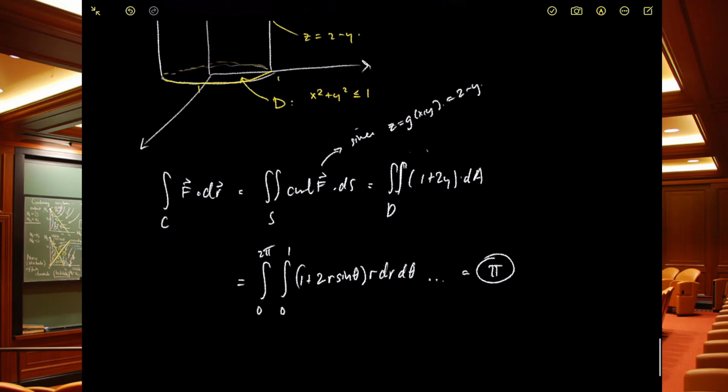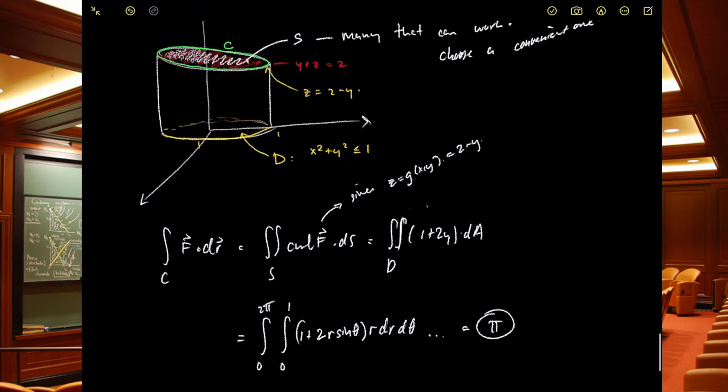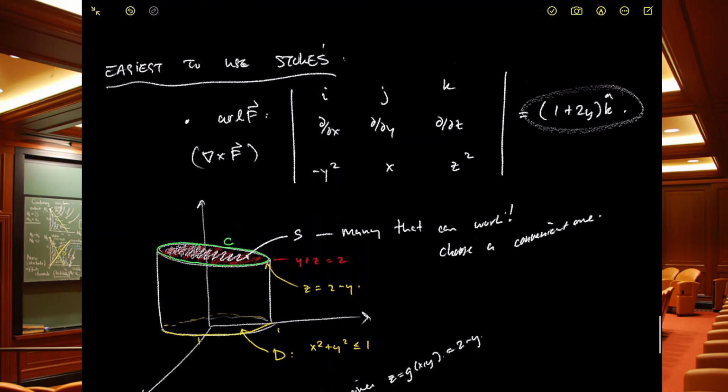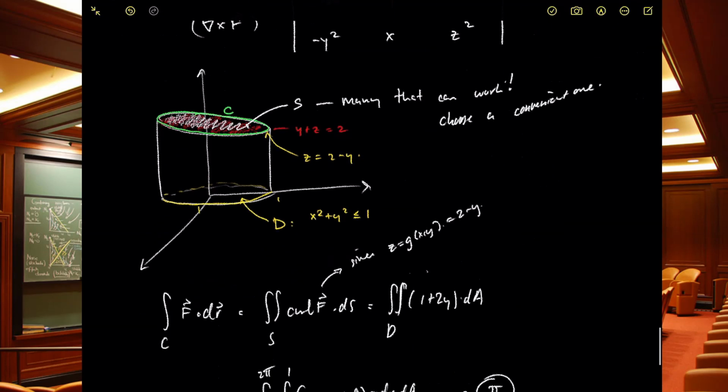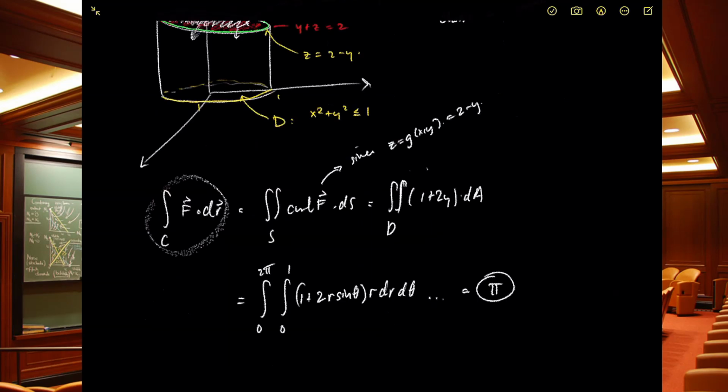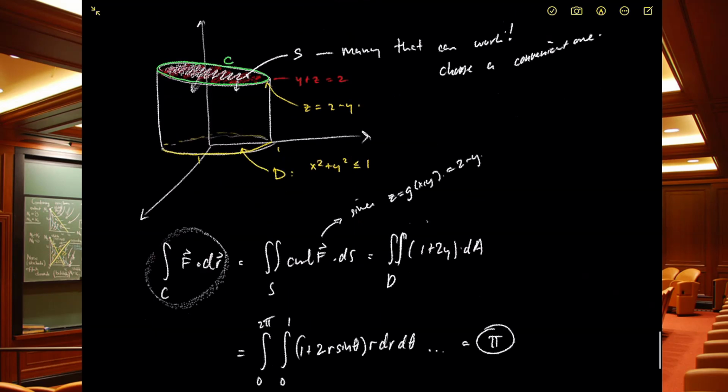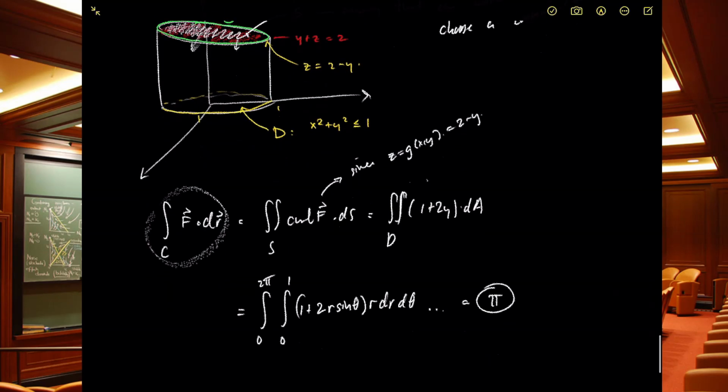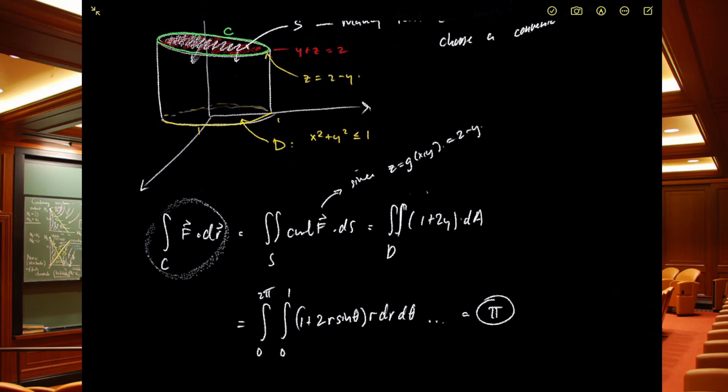Okay, so again, what is this telling us? Well, it's telling us the value of the line integral of the vector field. So, what is the work done by this vector field on a particle moving along this curve? So that's equal to pi here.